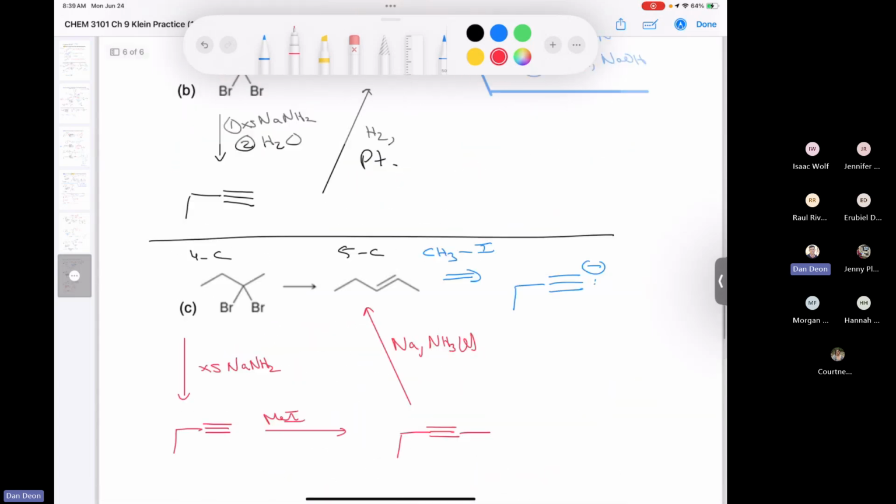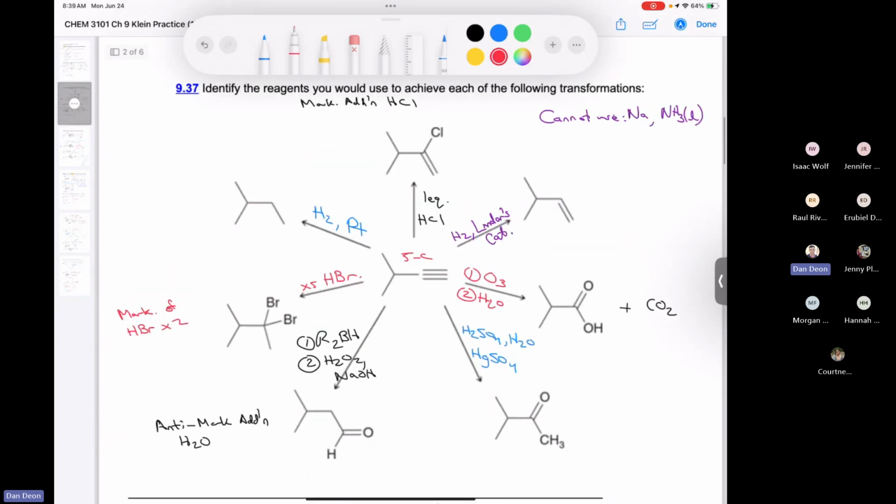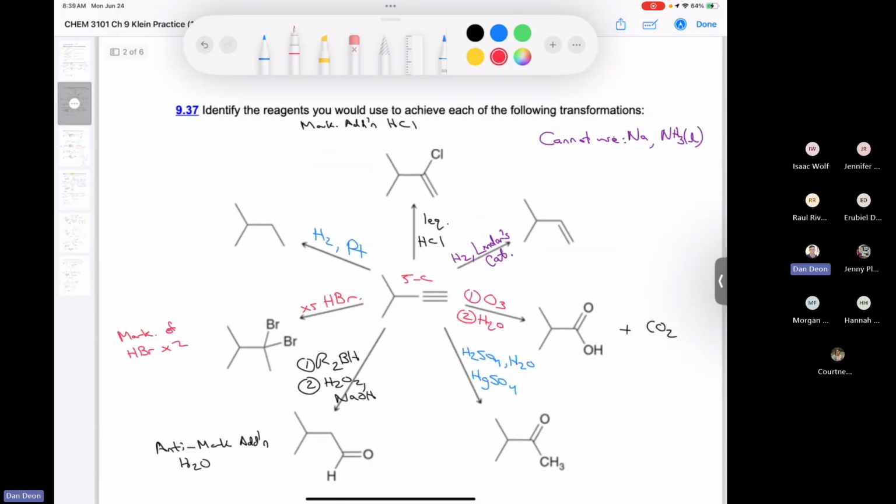Again, I think it's a really good idea to go over this question a few times. This one here, 9.37, where it just kind of quizzes you on most of the reactions that we learned in the chapter. All right, I hope you find this helpful as you're studying for chapter 9.